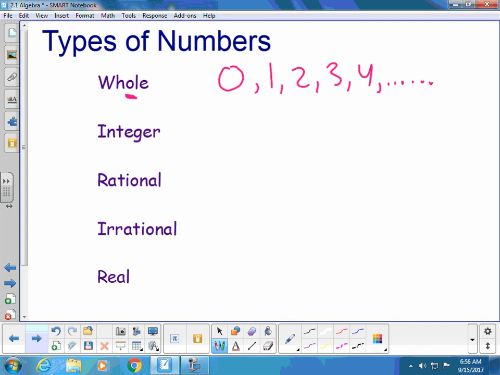Integers are actually numbers you'd see on a number line. So integers are all my whole numbers, but then all their negative counterparts. -1, -2, -3. And this would continue in both directions. So the integers would go on forever, both in negative and positive directions.